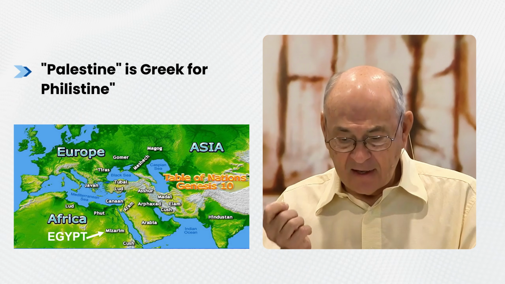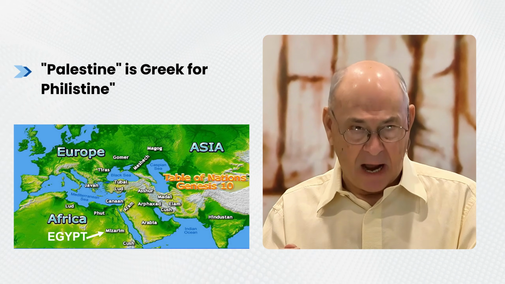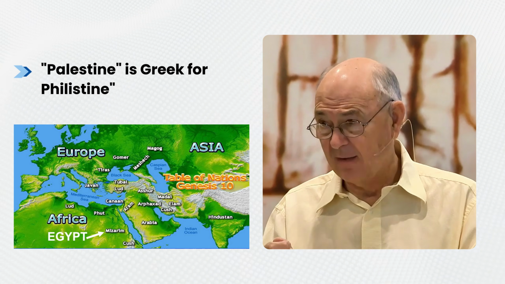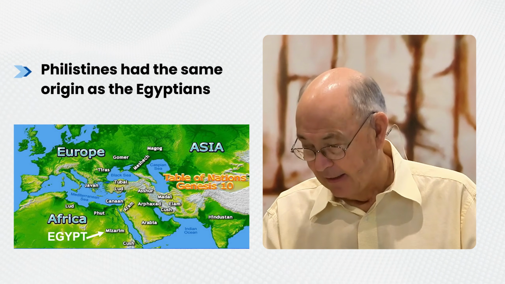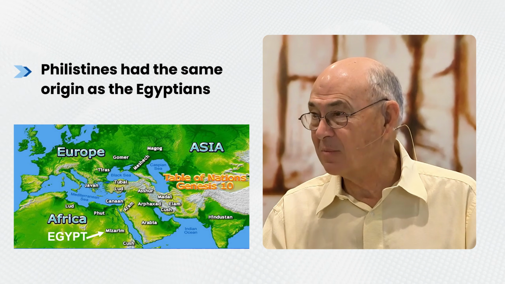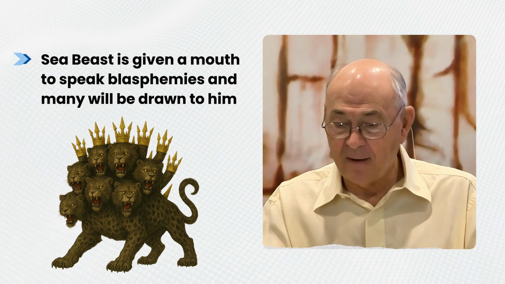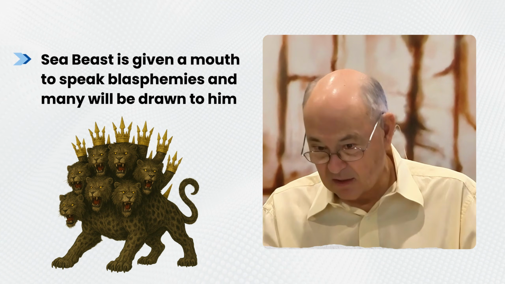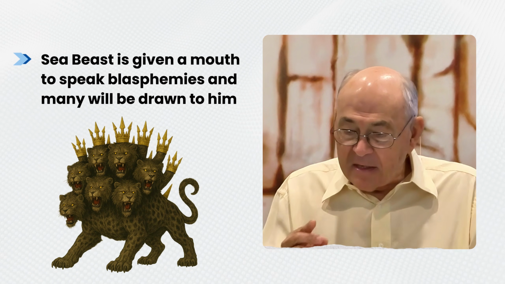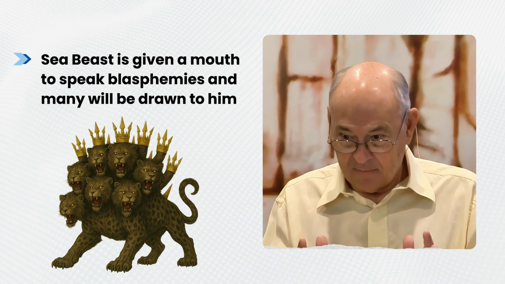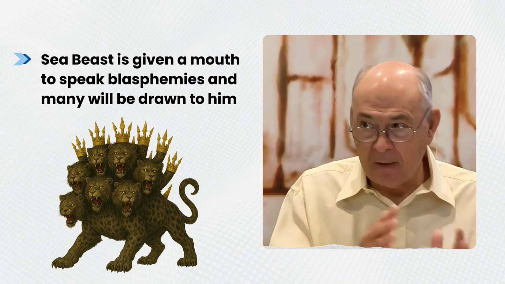Now, the fact is that not only is the word Palestine Greek for Philistine, but a great deal of the modern Palestinians are, as their very name suggests, descendants of the ancient Philistines, who themselves are descendants of the founder of Egypt. So when in verses 5 and 6, we're told that the sea beast was given a mouth to speak blasphemies against the Lord, then we can see that these blasphemies are in the form of mimicking and mocking God.